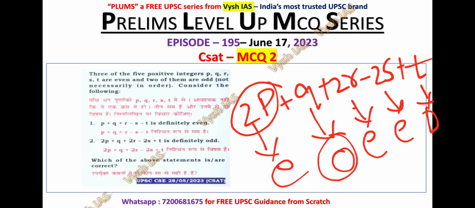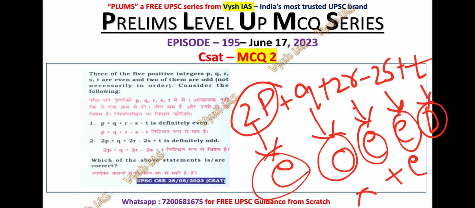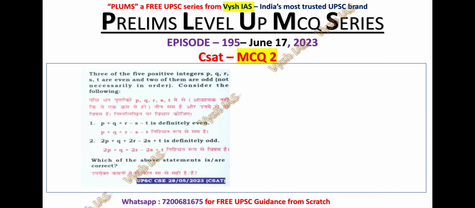Odd plus odd is nothing but odd. Even plus even plus even is nothing but even. Sorry, odd plus odd is also even. So even plus even is nothing but even. But they have given it as odd. So statement 2 is the wrong answer.